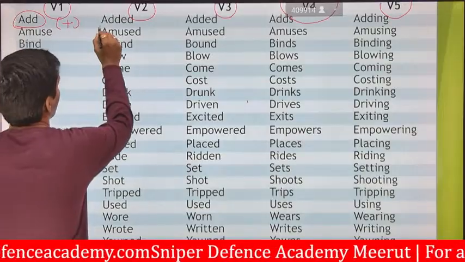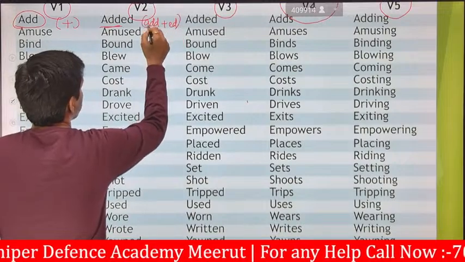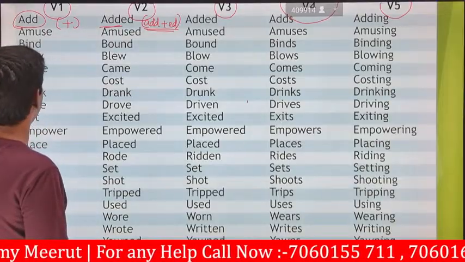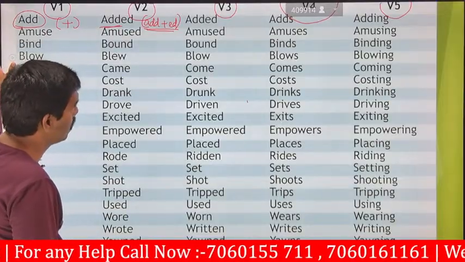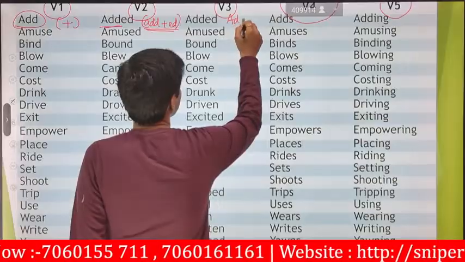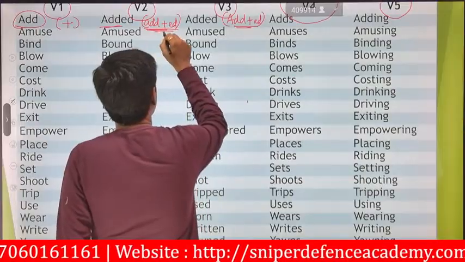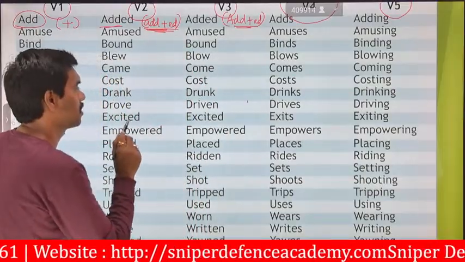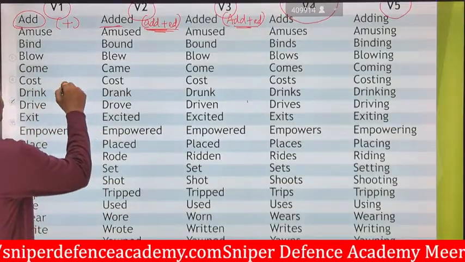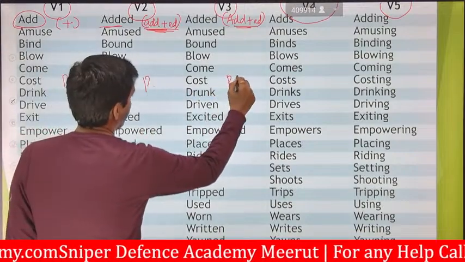What is it? Added. ADD plus ED. ED will be added. Next one is said to be the same, and the third one will also represent ADD plus ED, added. Both will have ED added. This is said to be the past form, and this is said to be the past participle form. This one is said to be the base form. What is this? Base form, past form, past participle form.